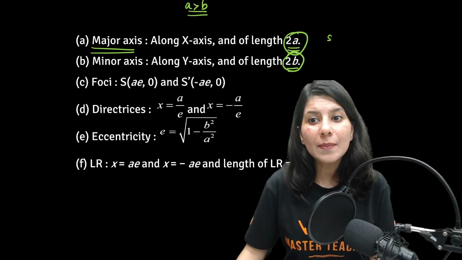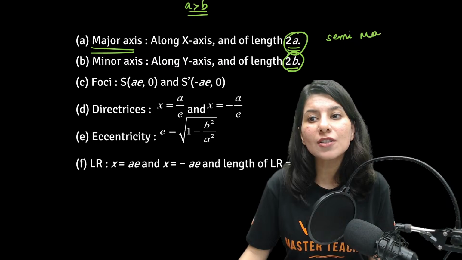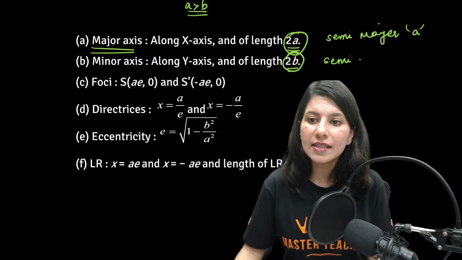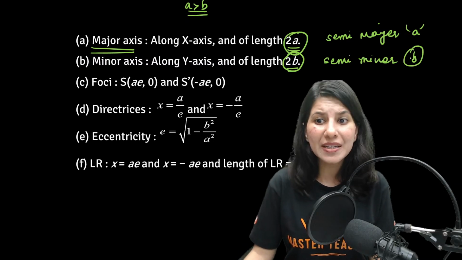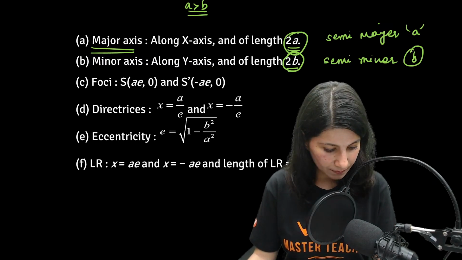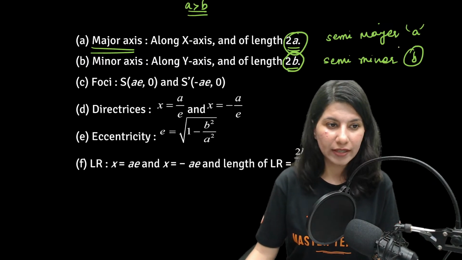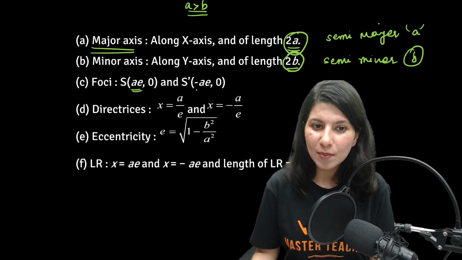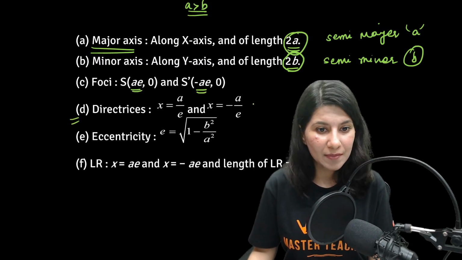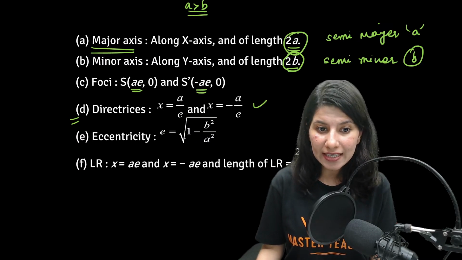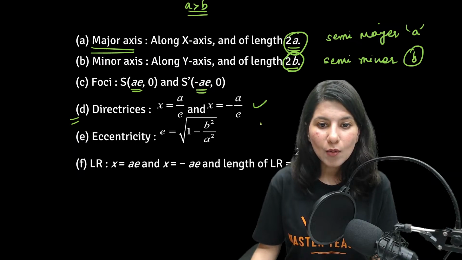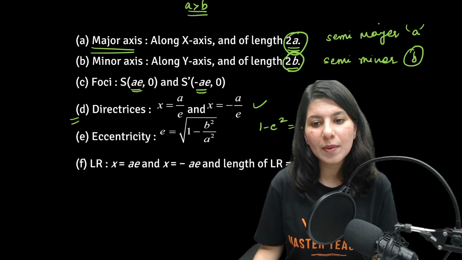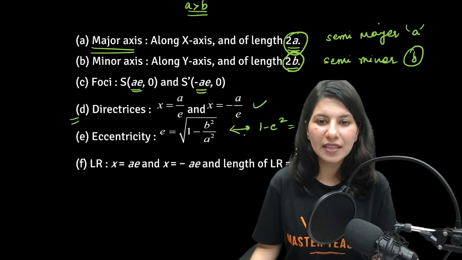Okay, now somebody asks you, what will be the semi-major axis? What will you say? A is your semi-major axis, and semi-minor, it is going to be B. Now the focus is A comma 0 and minus A comma 0. Directrix is A by E and minus A by E. Eccentricity E is square root of 1 minus B square by A square. Or you can directly write 1 minus E square is equal to B square by A square. Both are the same thing, interconvertible.